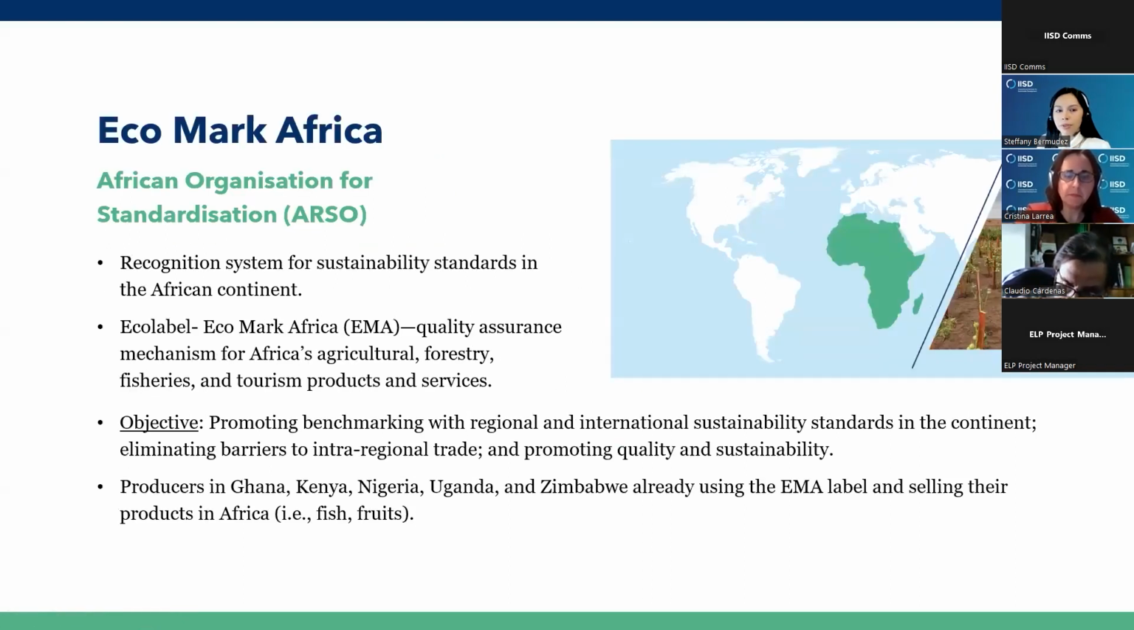Our next example is the EcoMark Africa. And this is an important, ambitious continental effort that is being led by the African Organization for Standardization. The EcoMark Africa works as a recognition system for sustainability standards in Africa, but it also works as a quality assurance mechanism for production and trade of agricultural, forestry, fisheries, and tourism products and services in the continent.